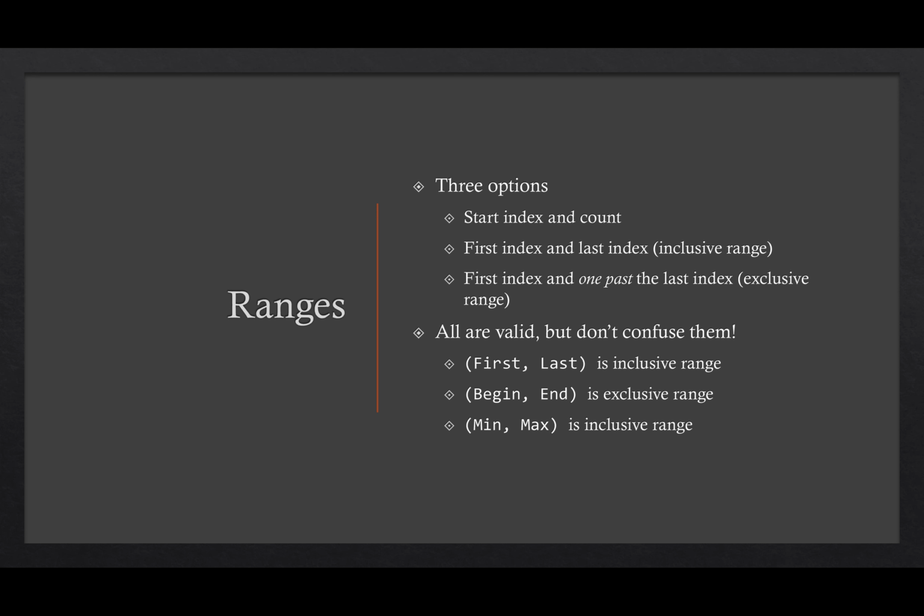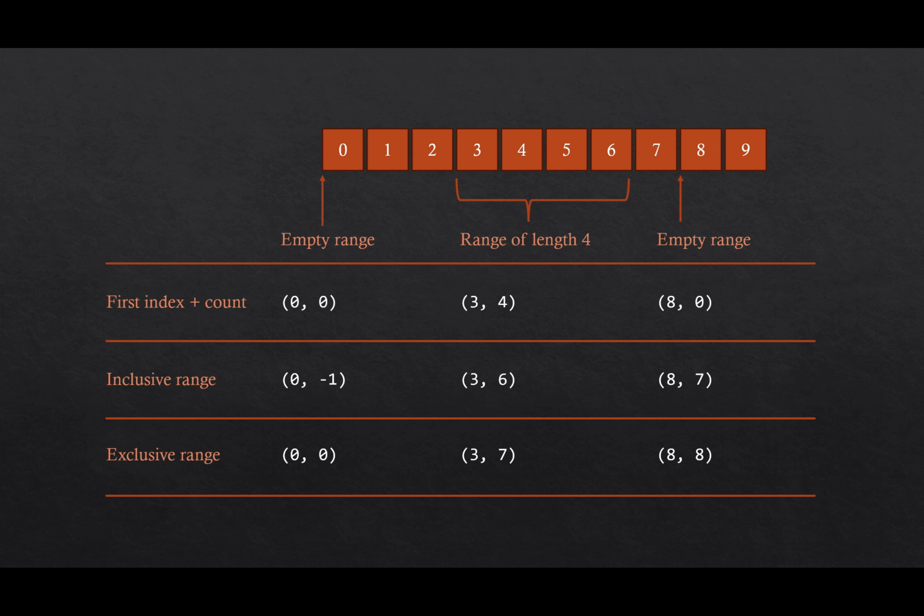I'm going to show you some code that actually uses ranges, and we'll see how to use all three ways at the end of this video. But first, let's take a look at a little table to show you how these different ways compare. At the top, I have a sequence of 10 items numbered 0 through 9. Those are the zero-based indices of the individual items in that sequence. And I have three ranges shown graphically here. There's an empty range at the very beginning, positioned right before the first item. A range of length 4 starting at index 3, and another empty range at index 8, just before item 8 in the sequence.